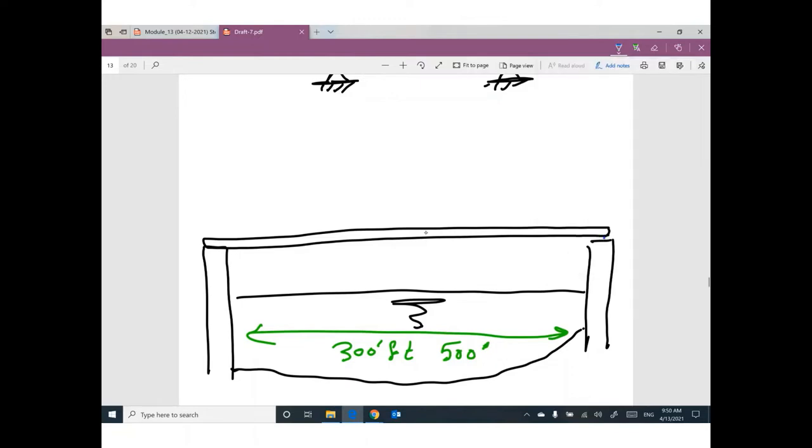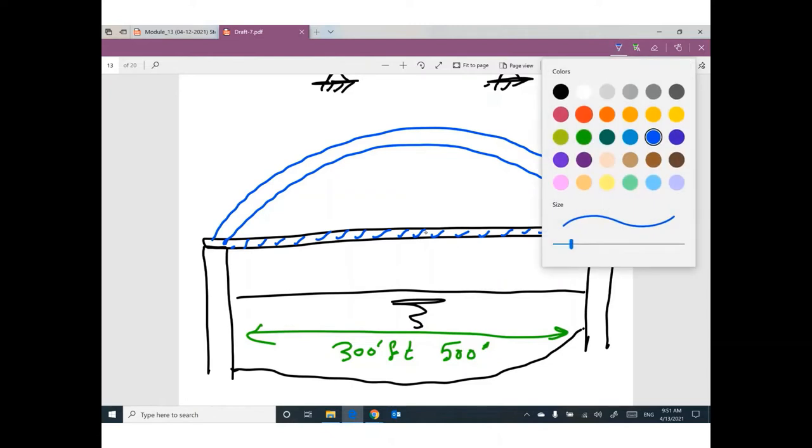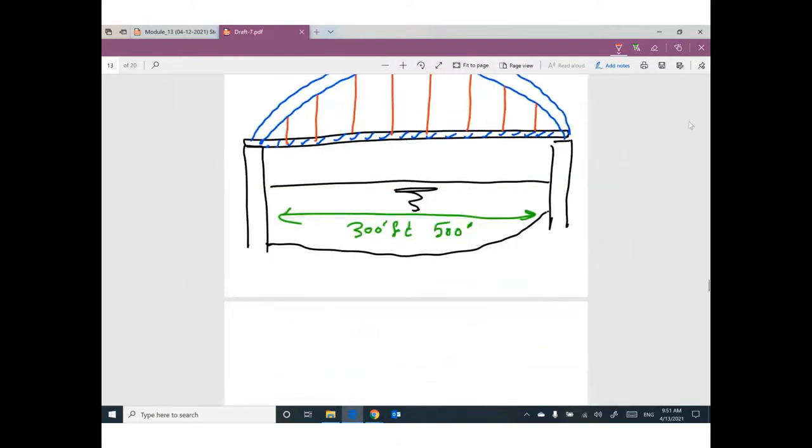Okay, I will construct an arch like this. I'm sorry, where is the connection between this beam and this arch? Okay, I will construct vertical ties like this. So how can I solve this problem as a structure problem? Okay, this beam looks like it is supported at each of these ties.